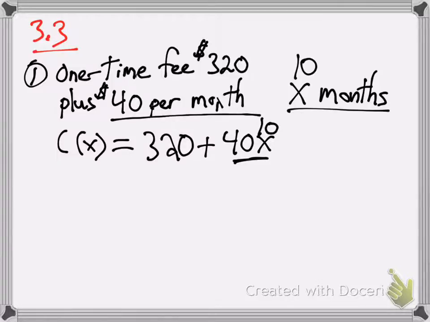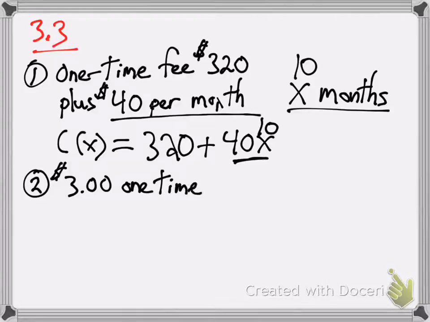Parking garage charges a one-time fee of $3 plus $3.50 per half hour. Oh, per half hour. They're being tricky, aren't they? You see what they're saying there? So try that one out. So one-time fee of $3 plus $3.50 per half hour. So see if you can write a formula.